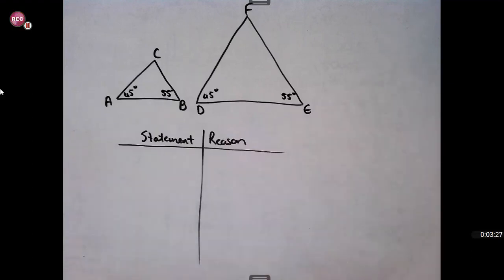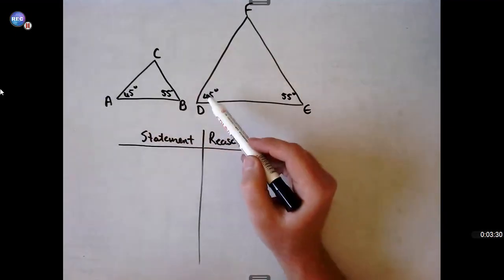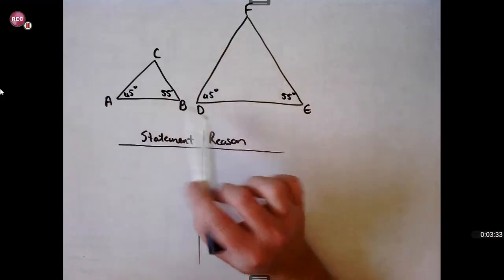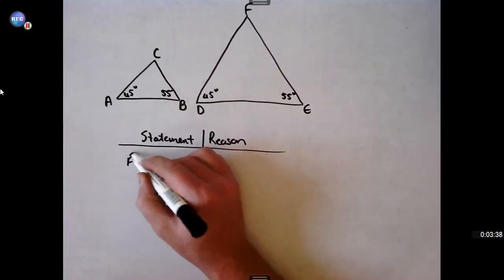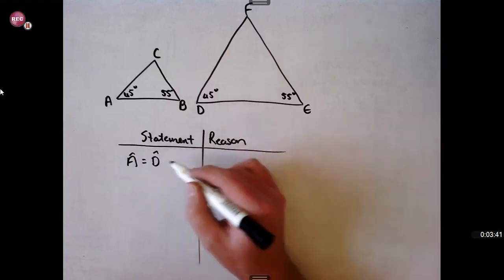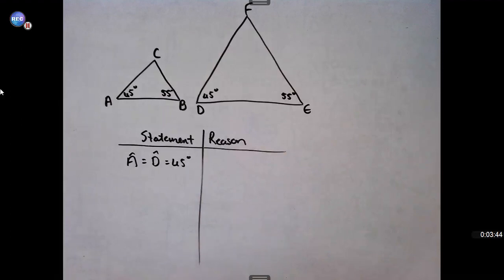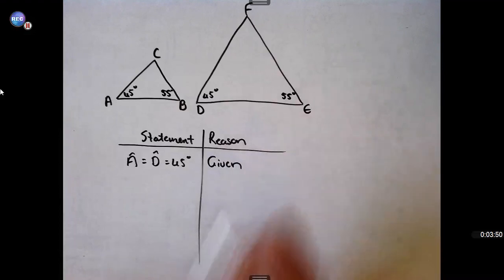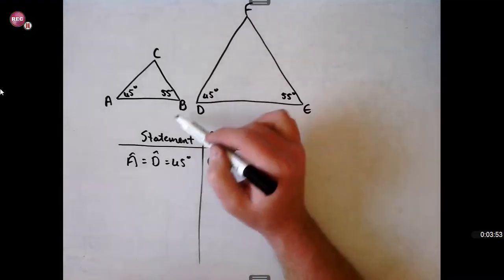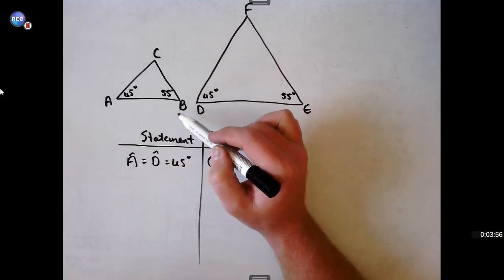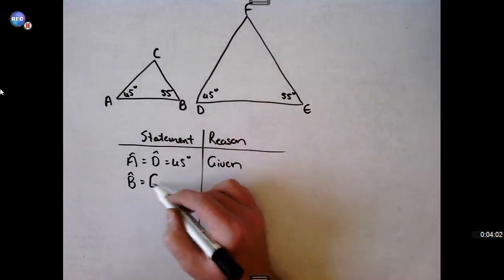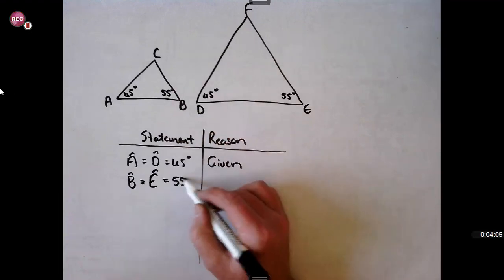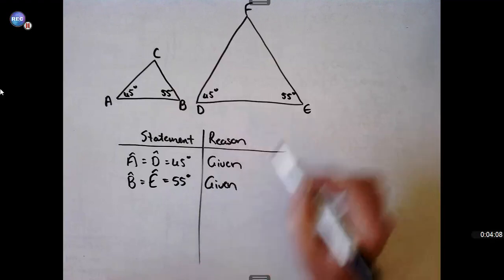Okay, so first of all, we're going to start with the corresponding angles. Over here we've got A, there we've got D. Both of them are on the left, both of them are the same sides. So angle A is equal to angle D, which is equal to 45 degrees. Okay, and your reason there would simply be given, because they gave it to you on the sketch. So given. All of that done, now we move on to our next pair or team of corresponding angles. So we've got B and angle E, and they both equal to 55 degrees. And that's also given because they gave it to you in the sketch.